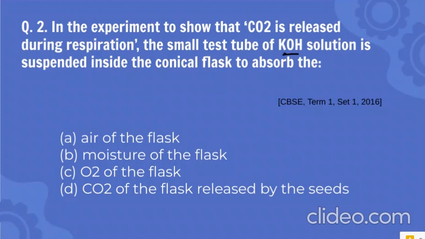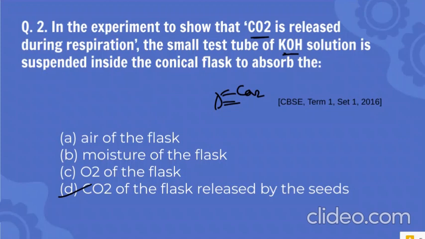Not observation, what will be absorbed? The air of the flask, moisture, O2, or CO2 of the flask released by the seeds? You put some seeds so that they will respire, correct? So CO2 is released. During respiration the seeds will produce CO2. Since only CO2 is being produced, where will O2 come from? So the whole flask will have CO2 and KOH will absorb the CO2 only. The carbon dioxide particles coming from the seeds will be absorbed.